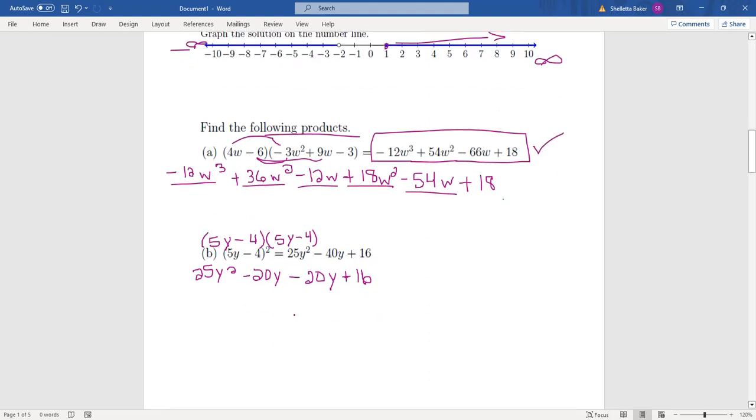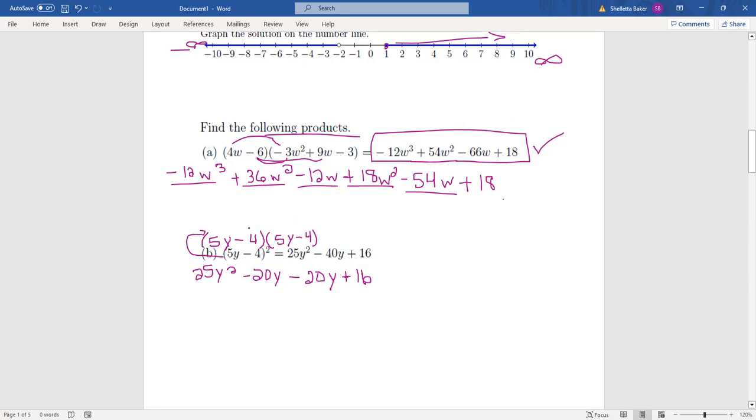For the next problem, we have 5y minus 4 squared. Now I rewrote this expression. This is how you want to expand this expression, 5y minus 4 times itself. So 5y minus 4 times itself, we distribute. 5y times 5y gives us 25y squared. And then 5y times that minus 4, we get negative 20y.